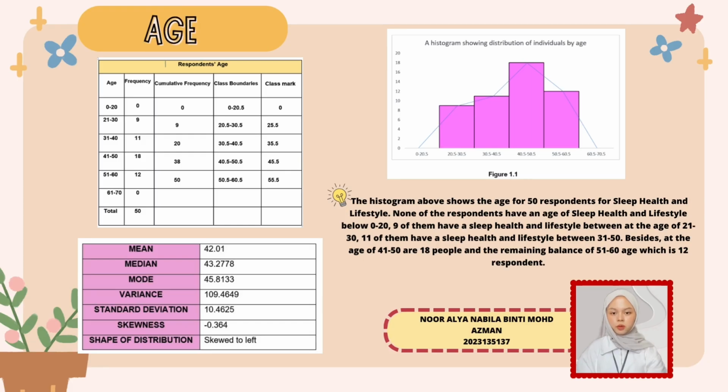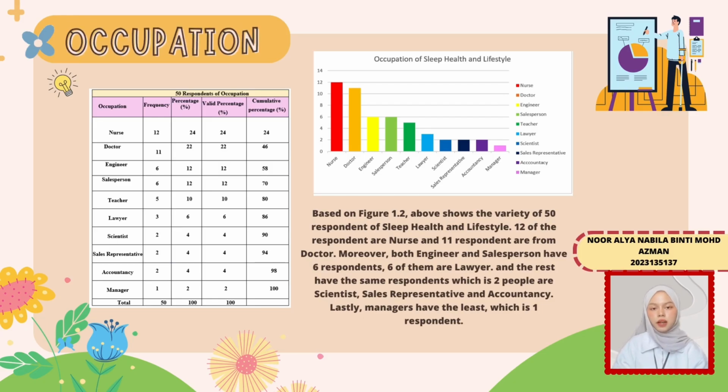Next is a histogram showing individuals by age. The histogram above shows the age of the 50 respondents for sleep, health and lifestyle. None of the respondents are aged 0 to 20. 9 of them are between the ages of 21 to 30. 11 of them are between 31 to 40. Besides, at the age of 41 to 50 there are 18 people, and the remaining balance at age 51 to 60 is 12 respondents.